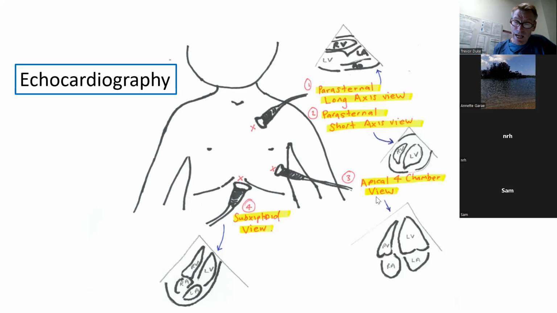And then you've got the apical four-chamber view. This is the other good one, where you put the probe on the apex, and the cursor goes towards the left shoulder again. What you see in this is the four chambers of the heart, whether it's this way up or the other way up. And this is a good one also for looking for pulmonary hypertension. So the two good ones are the parasternal short axis view and the apical four-chamber view. They're the ones that you most need to look at when you're looking for pulmonary hypertension.